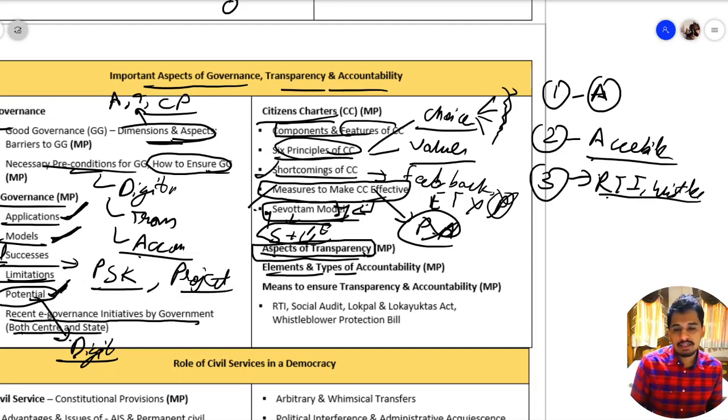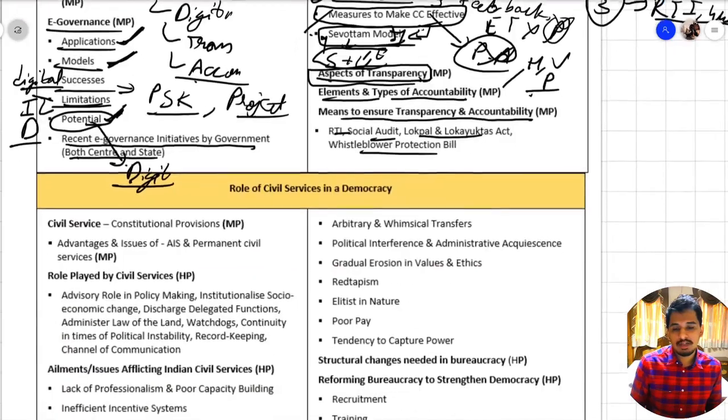Then we have elements and types of accountability. What are the types of accountability? We have horizontal accountability, vertical accountability, accountability towards public, etc. And what are the means to ensure transparency and accountability? So RTI, social audit, Lokpal and Lokayukta, whistleblower protection bill. So these are the means to ensure transparency and accountability.